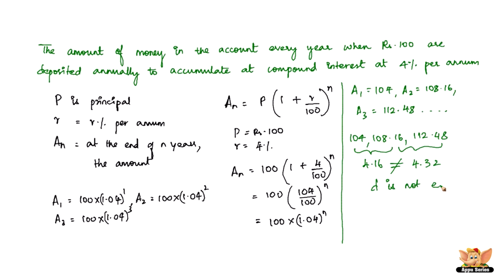Therefore, this situation is not going to give you a sequence that forms an arithmetic progression. So this is not an AP. That's what we found out by solving this situation. That ends this problem as well as this video. I'll see you in the forthcoming videos with more problems based on arithmetic progressions.